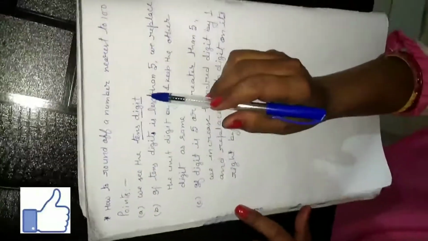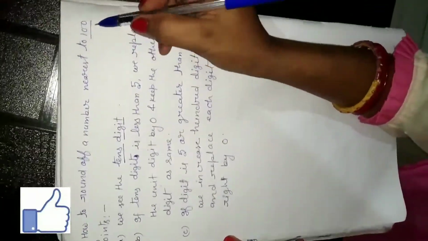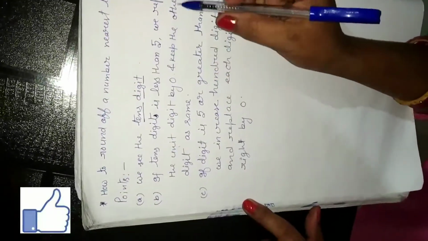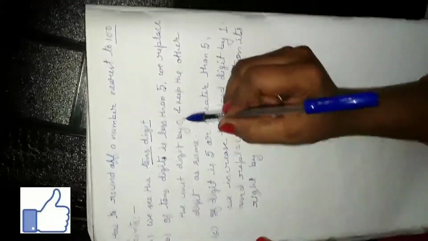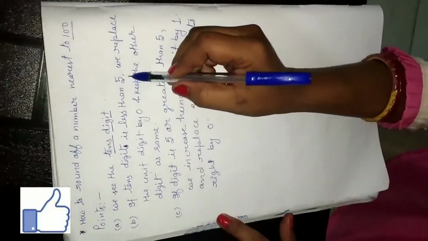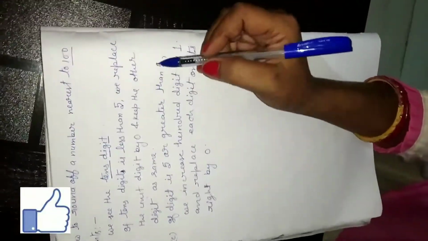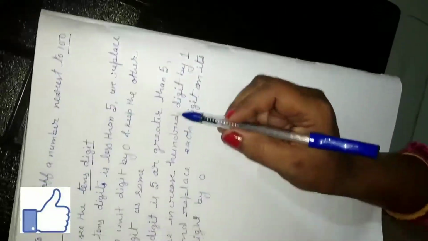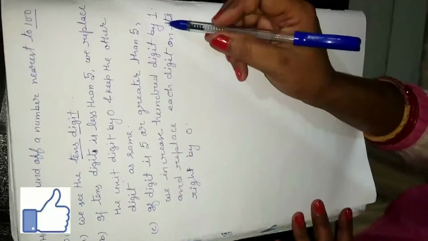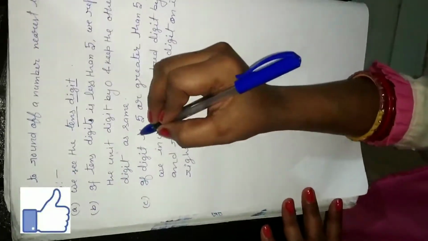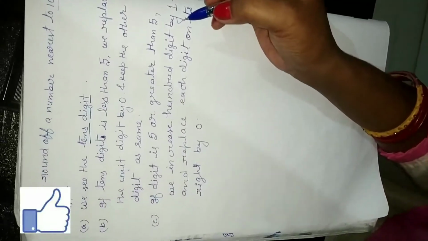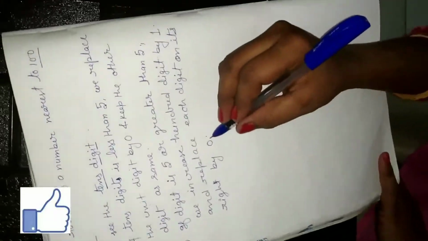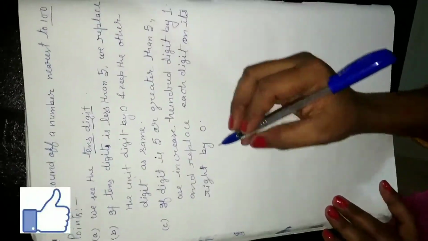We see the tens digit. In nearest to 100 we see the tens digit. If the tens digit is less than 5, we replace the unit digit by 0 and keep the other digits the same. Next, if the digit is 5 or greater than 5, we increase the hundred digit by 1 and replace each digit on its right by 0. Let us describe it by one example.